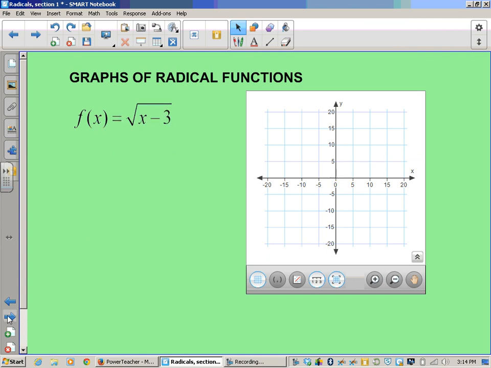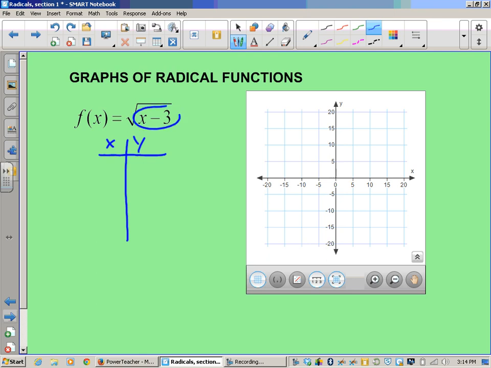Last graph to look at is f of x equals the square root of x minus 3. Again, to gain some insight, let's make an xy table. And the question really is, where does this graph begin? What is the lowest value of x I need? Keeping in mind that the stuff inside the radical, the radicand, cannot be negative. X minus 3 has to always be nonnegative. And that only happens when x is greater than or equal to 3. So the domain for this one is the set of all x's such that x is greater than or equal to 3. So we can only use numbers greater than or equal to 3 here.